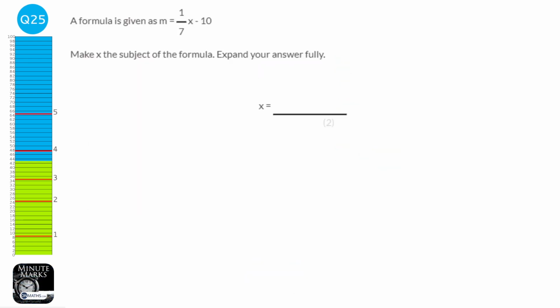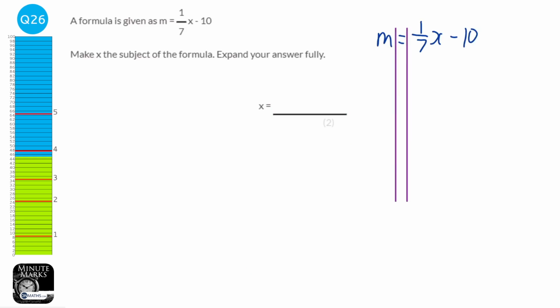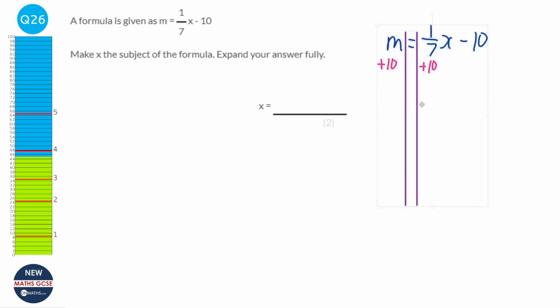So I'm going to start just by writing out the equation. And I can put my lines in. Okay, we're asked to make x the subject, so we're going to first of all add 10 to both sides. In fact, I'm just going to move all this over a little bit so I've got a bit more space.